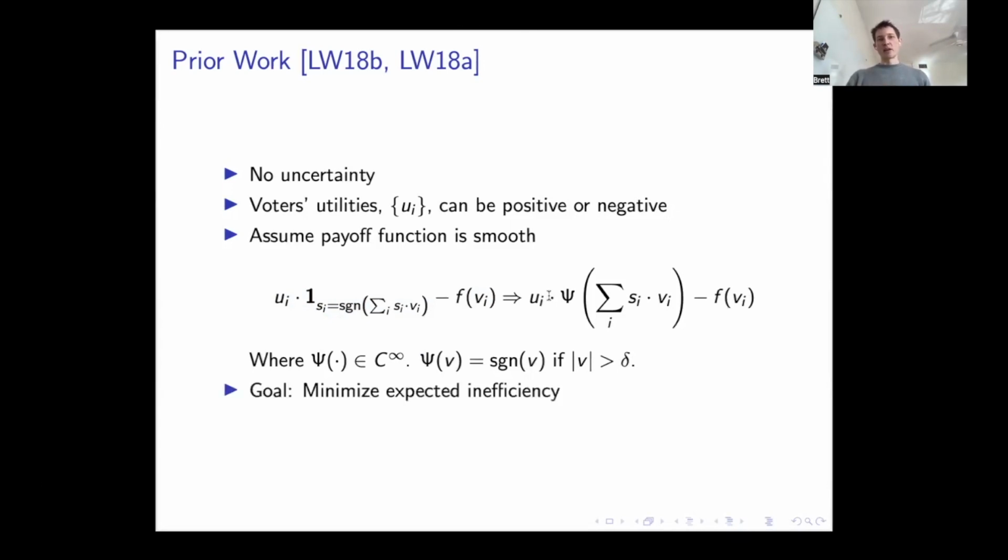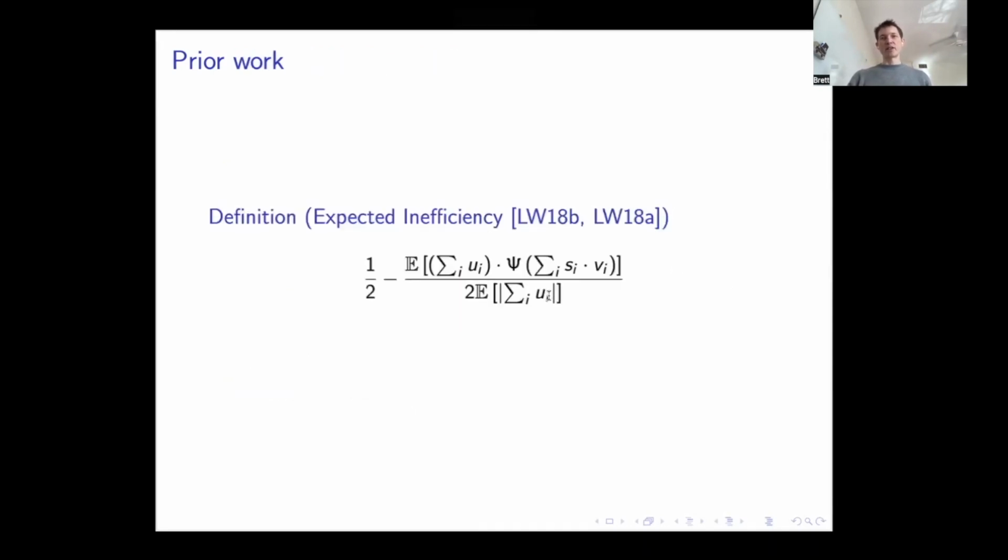And so then their goal is to minimize what they call the expected inefficiency. That's the expectation of the utilities that you get under this mechanism, normalized by the absolute value of the sum of the utilities. So that's sort of the most you could hope for, because in their model people have different directions of their utilities.